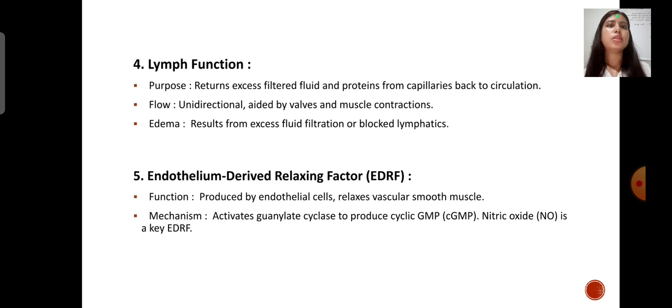Then we have the lymph function. The purpose is to return the excess filtered fluid and proteins from the capillaries back into the circulation, and this flow is unidirectional, aided by the valves and muscle contractions. Edema is a result of excess fluid being filtered or blocked lymphatics. Then we have endothelium-derived relaxing factor, which is EDRF. The function is produced by the endothelial cells, relaxing the smooth muscles, and the mechanism by which it does this is that it activates guanylate cyclase to produce cyclic GMP, and nitric oxide is a key part of EDRF.